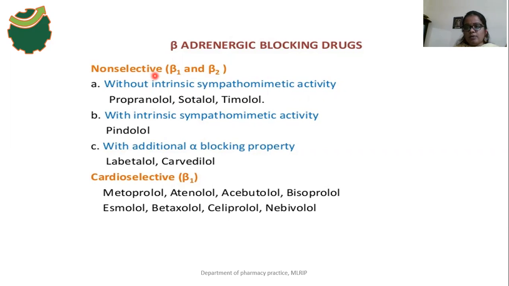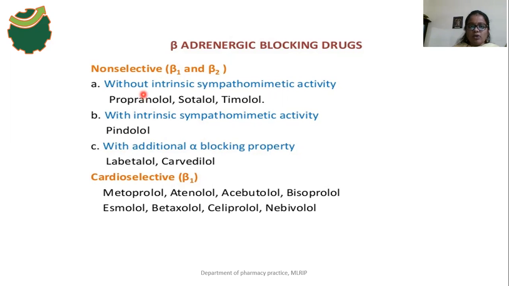Here the beta blockers are divided into two types, that is non-selective drugs and cardio-selective drugs. Non-selective drugs are the drugs which inhibit the actions of beta 1 receptors and beta 2 receptors. That's why they are called non-selective beta blockers. Non-selective beta blockers are divided into three types.